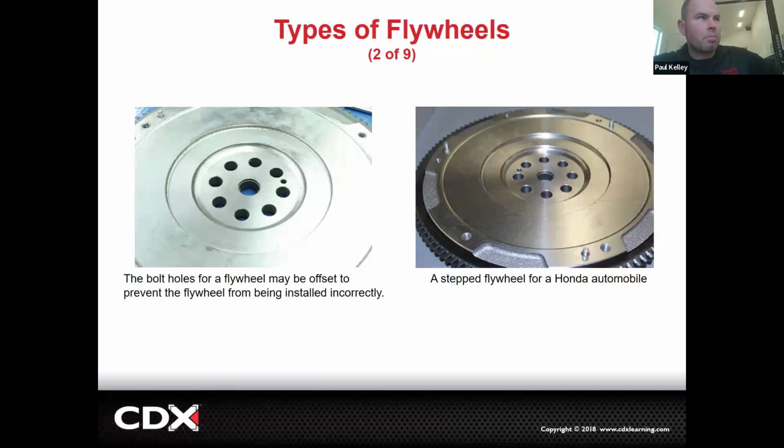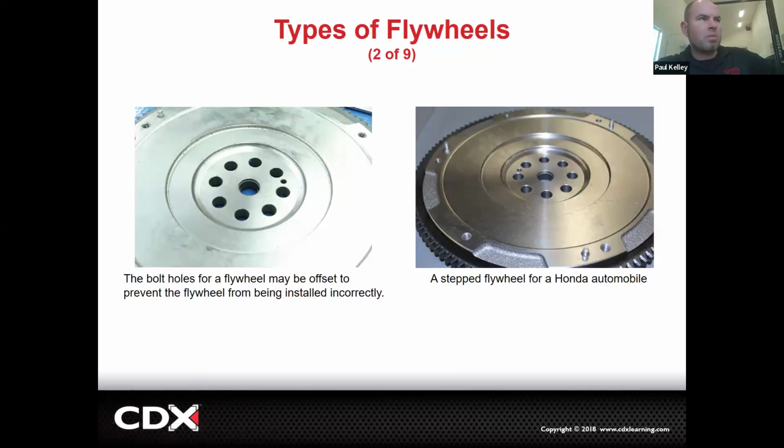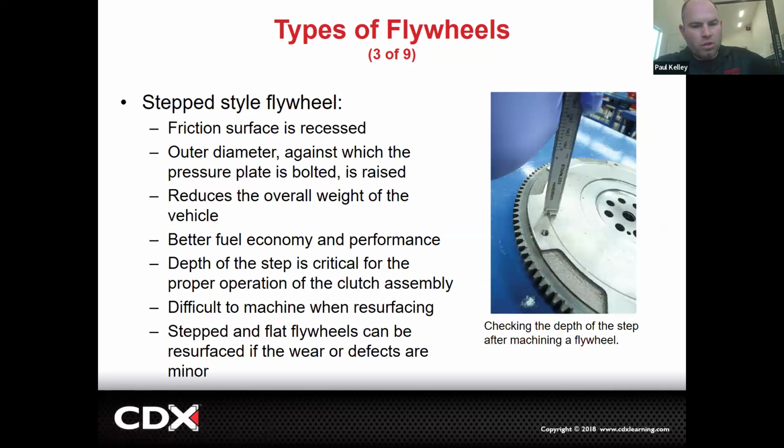Right, and then here's a stepped one. So the thing with stepped, let me jump forward right to here. The thing with stepped that we're going to talk about is this height here on the outside is a little bit different than here where the friction surface is. Those are stepped. They're a little bit different. So if you look right here, we're using a caliper, and let's just say we measure the depth, and this is 30 thousandths of an inch.